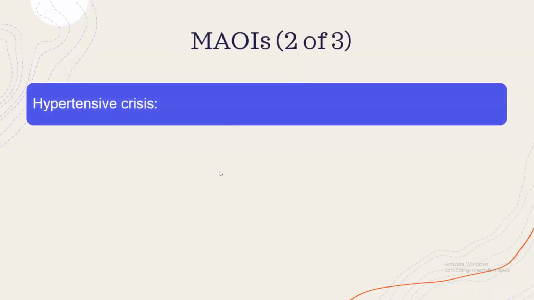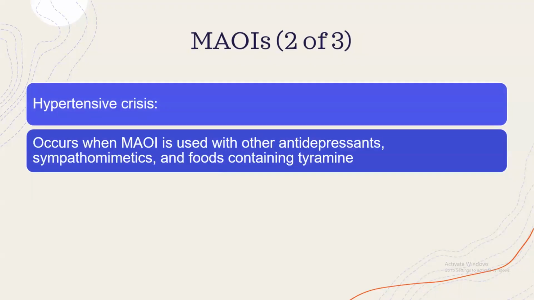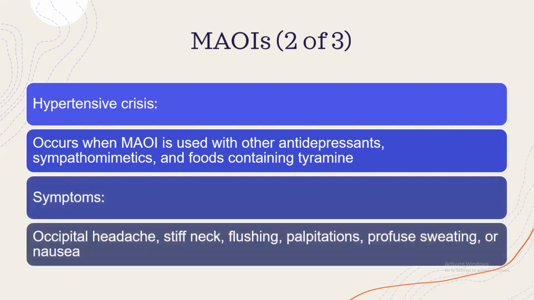It also causes one of the side effects, which is called hypertensive crisis, which occurs when the MAO inhibitors are used with other antidepressants, sympathomimetics, or any food which contains tyramine. The symptoms of the hypertensive crisis include occipital headache, like pain at the back of the head, stiff neck, flushing, palpitations, profuse sweating, or nausea.